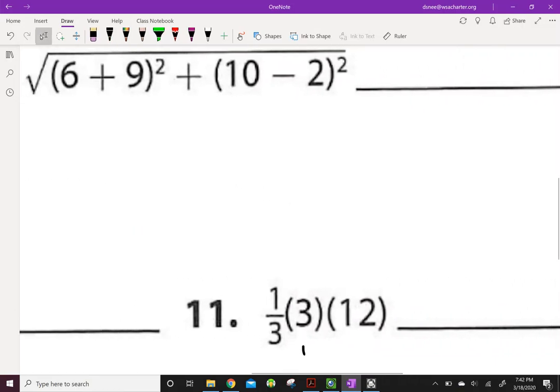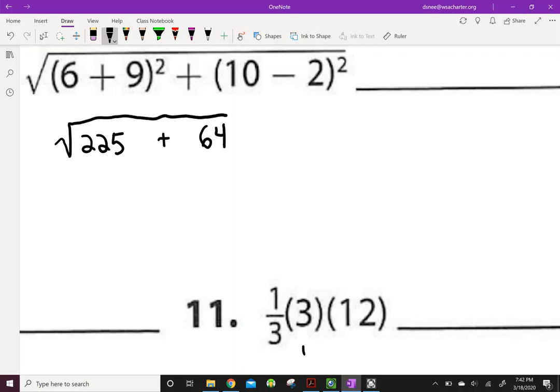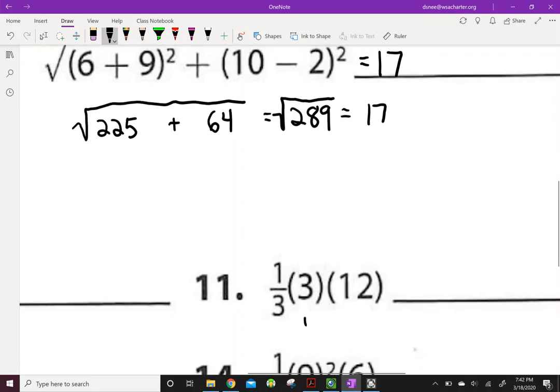Okay, same idea here, order of operations rules. 6 plus 9 is 15, 15 squared is 225, then adding. 10 minus 2 is 8, and 8 squared is 64. Again, I'm working inside parentheses first, then I'm evaluating the exponents, then I add these values under the radical symbol, and I get 289. So the square root of 289 is equal to 17. That's my answer right there.